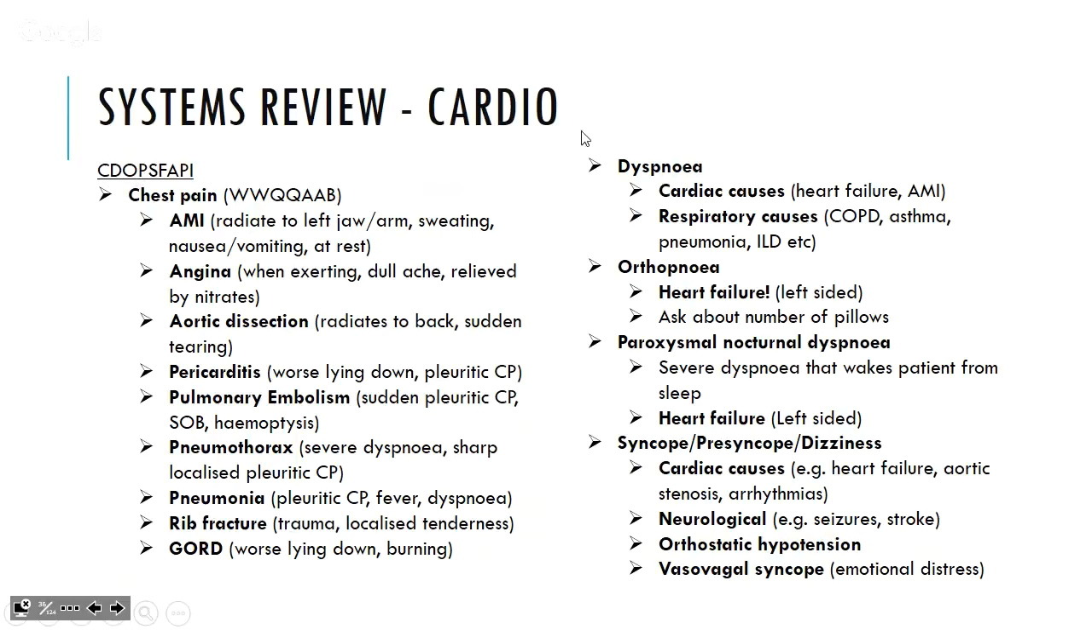And then the D stands for dyspnea. It can be from heart failure, heart attack, can be from some respiratory conditions as well. And then when you ask about dyspnea, always ask orthopnea and paroxysmal nocturnal dyspnea. So just ask, does your shortness of breath get worse when you're lying down? If they do, ask how many pillows they sleep on at night. And then also ask about PND. These are all left-sided heart failure signs and symptoms, sorry. And then S is syncope, so that's just fainting. You can get it from heart failure, aortic stenosis, arrhythmias, and you can also get it from strokes and seizures.